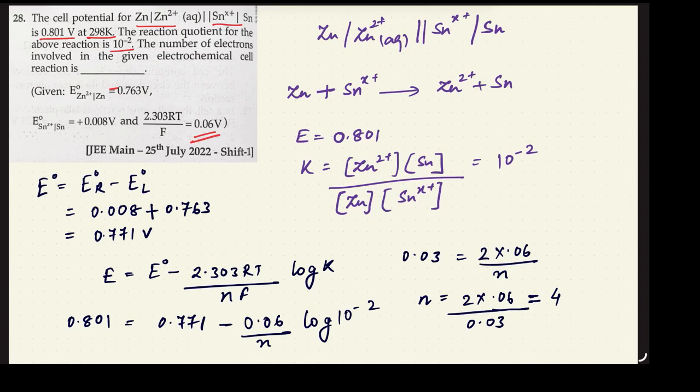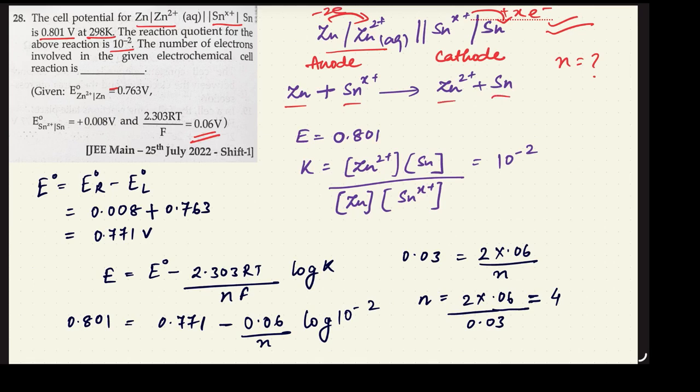This is the cell representation. This is the anode and this is the cathode. Zinc changing to Zn2 plus ion by losing 2 electrons. Tin ion changing to tin by gaining x electrons. Now you have to find the value of n, that is the number of electrons which are involved in this redox reaction.